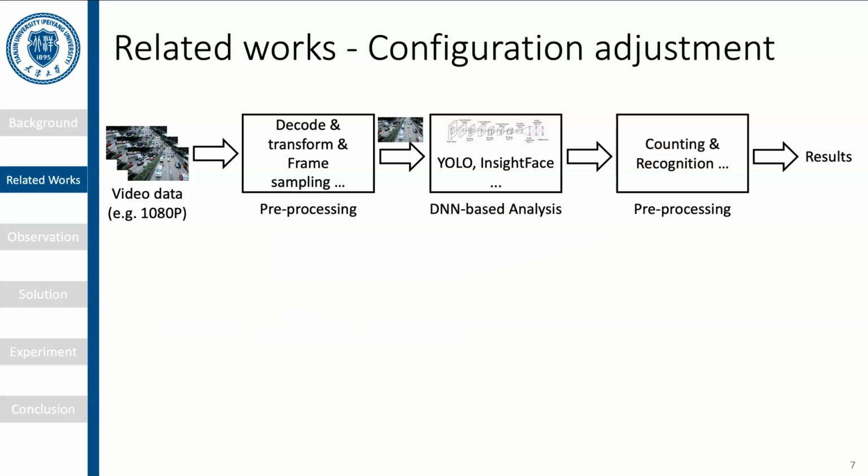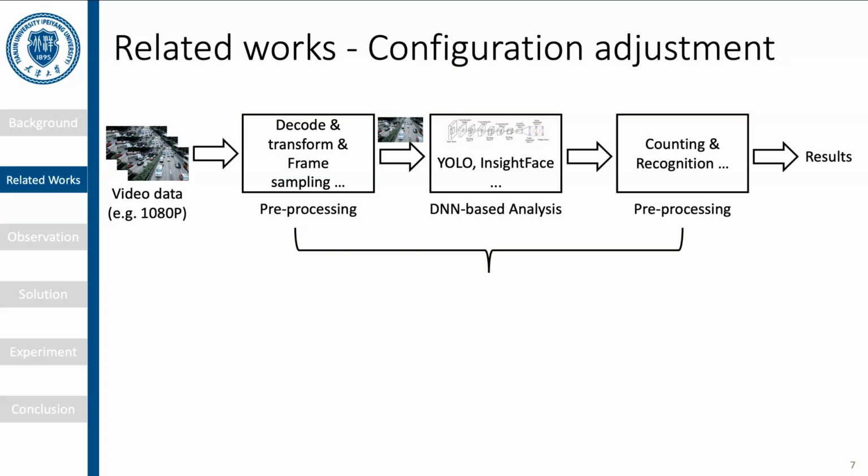Some other works tend to adjust the pipeline configuration to achieve better overall performance. There are many configurable knobs in the processing pipeline, such as resolution, model selection, and frame sample rate. Different knob combinations have differences in result accuracies and the requirements for computing resources.